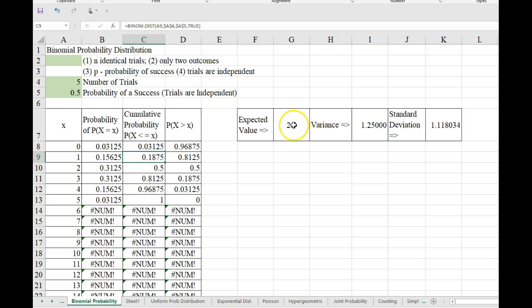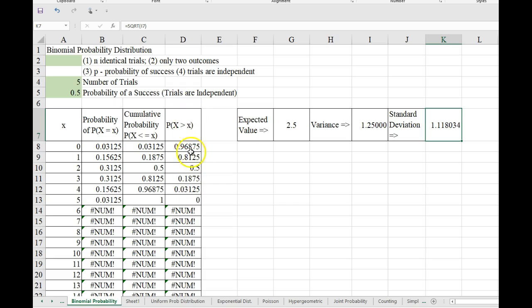The tool also calculates the expected value, which is simply the number of trials multiplied by the probability of success. If we take that expected value and multiply it by 1 minus the probability of success, that gives us the variance. And if we take the square root of that variance, that gives us the standard deviation.